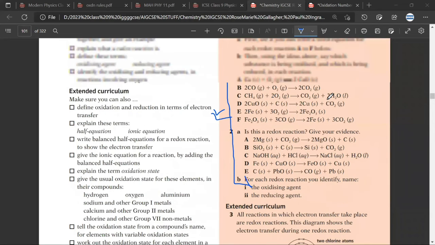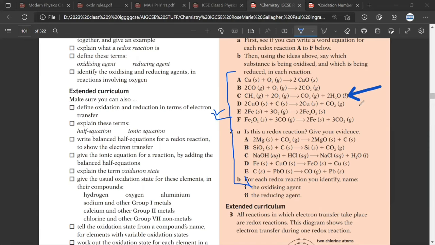We had done these questions using oxidation reduction, using the concept of gain and loss of oxygen. Now this time we will try to do that in terms of the change in oxidation number.